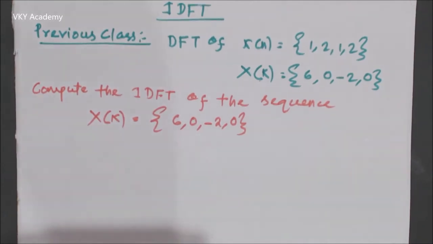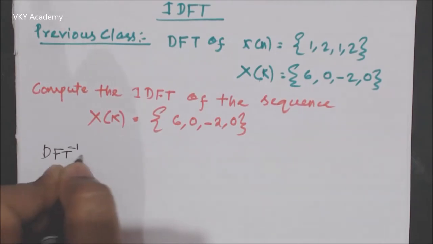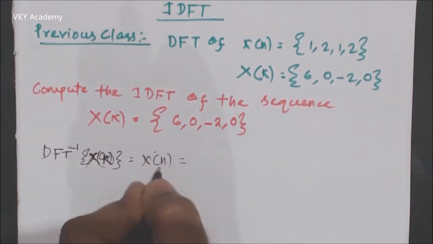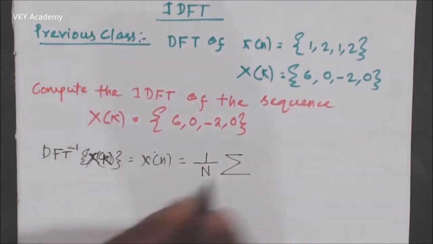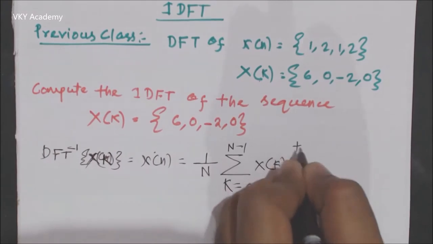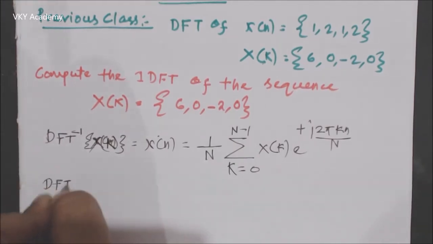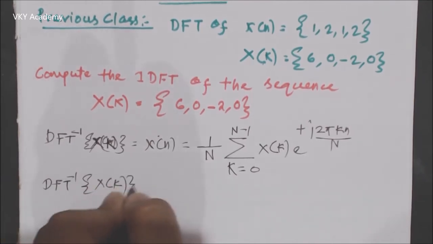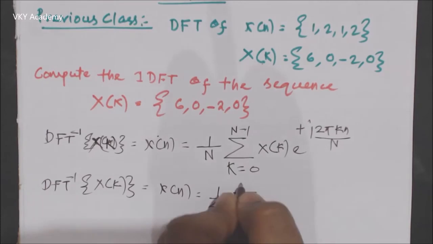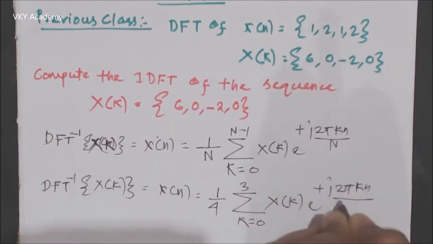So in the first lecture we discussed the IDFT, which is represented as DFT inverse of X of k, which is equal to x of n is equal to 1 upon N summation k is equal to 0 to N minus 1 X of k e to the power plus j 2 pi k n upon capital N. And for this question, DFT inverse of X of k is equal to x of n will be 1 upon 4 summation k is equal to 0 to 3 capital X of k e to the power plus j 2 pi k n upon 4.